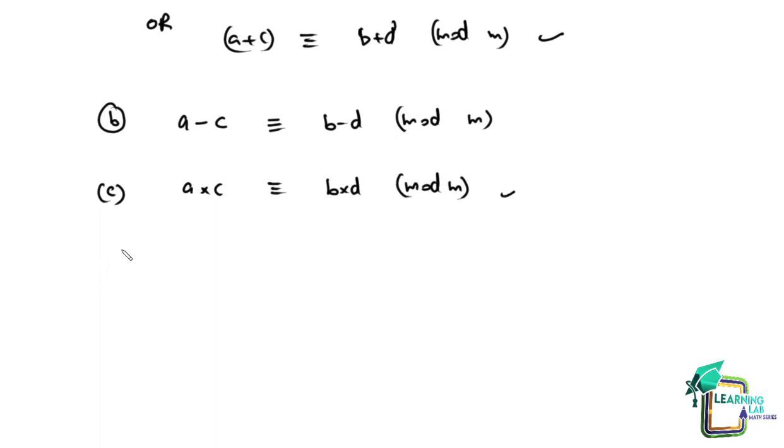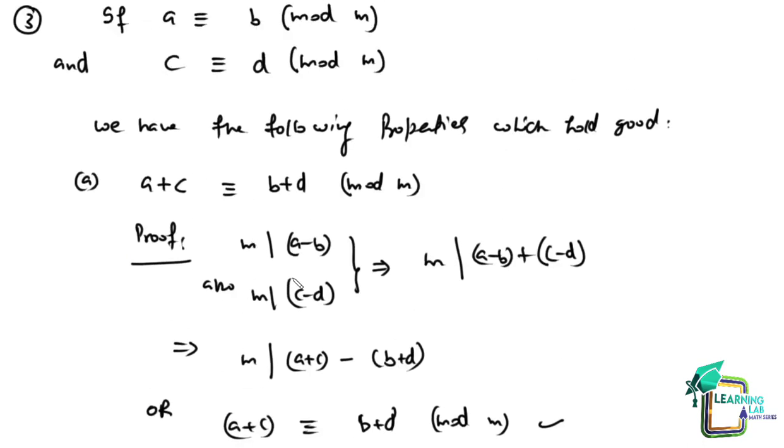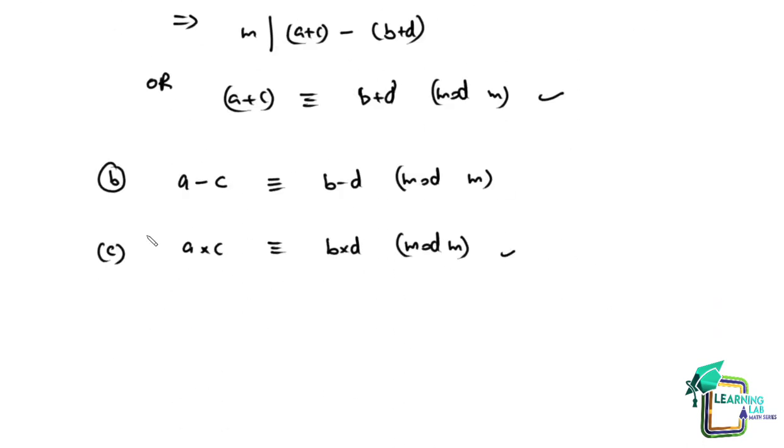But division is not always true, right? Division is not always true. That means A by C is congruent to B by D mod M is not always true, right? So we will discuss this division in the next video.